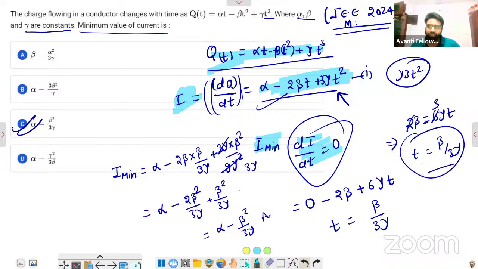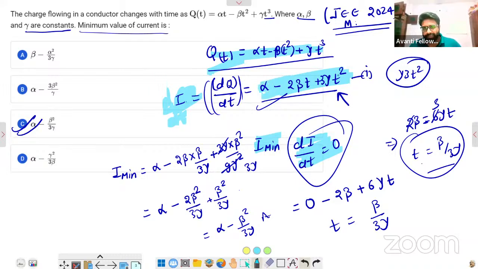This is the condition. Suppose in this question it is being asked when the charge flow will be minimum. So for that dq by dt should be 0. Okay? So di by dt should be 0. Now what is di by dt? This expression's di by dt. I will be differentiated again, meaning this expression once again will be differentiated.